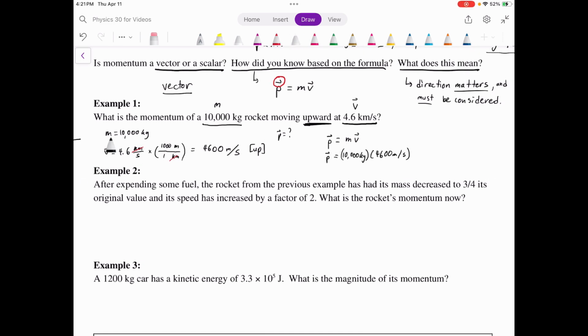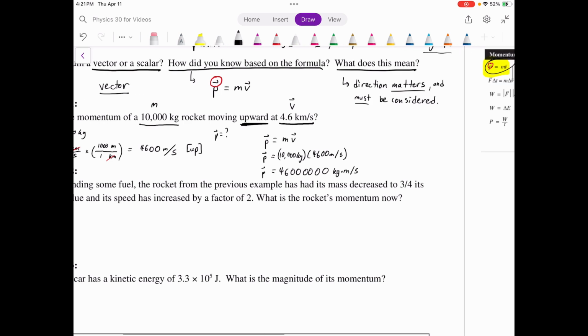So I can take the mass of the rocket, 10,000 kilograms, and multiply it by its velocity, which we now know is 4,600 meters per second upwards. So I'll make it positive there. And multiply those two together, we get that the momentum of the rocket is 4,600,000. What would my units be? Kilograms, meters per second, right? We're multiplying kilograms by meters per second. So those are our units, the units of momentum, so that's a good sign.